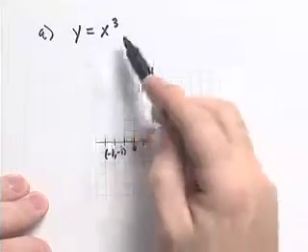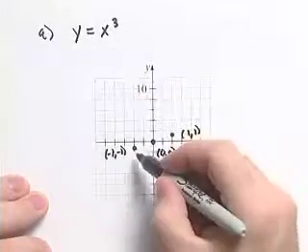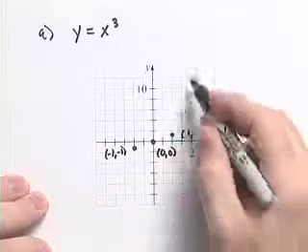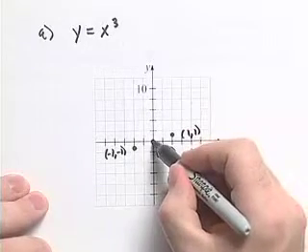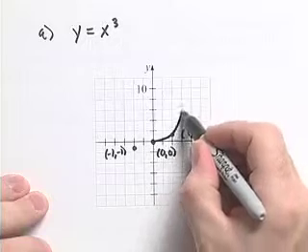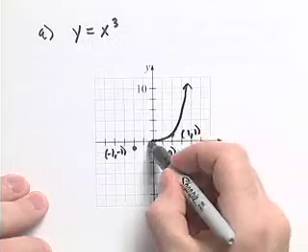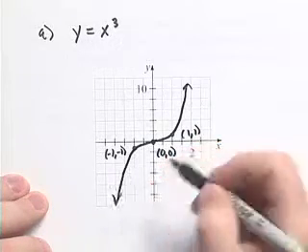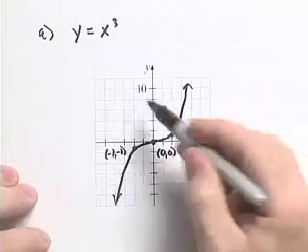Now, knowing that this x cubed function has the basic shape of that function, the left side will go down, the right side will go up. So we'll get a rough graph. It looks something like this. And so there's the graph of our base function, x cubed.